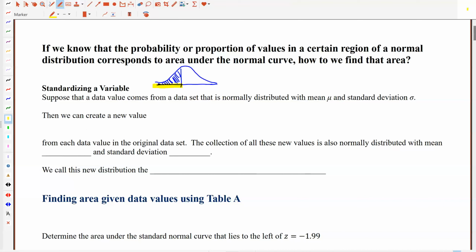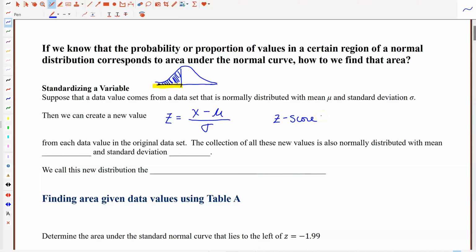Now, one of the ways that we can do this involves a technique called standardizing the variable. So suppose that data value, again, comes from a data set that's normally distributed, and that data set has mean mu and standard deviation sigma. Then we can create a new value that is computed by taking the data value, which I'll call x, subtracting off the mean mu, and dividing that difference by the standard deviation sigma. And the number that's generated from that is called a z-score.